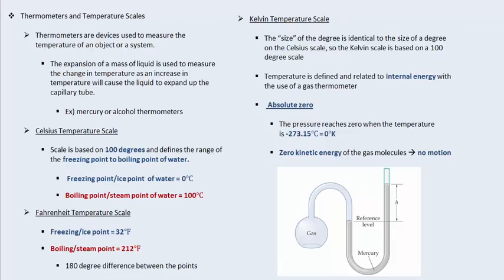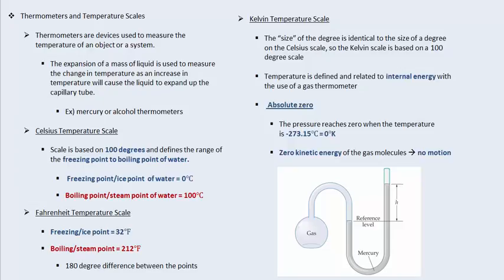A thermometer is a device used to measure the temperature of an object or a system, and the expansion of a mass of liquid is used to measure the change in temperature, as an increase in temperature will cause the liquid to expand up the capillary tube. The common liquids we use today are mercury or alcohol as our expanding liquid.